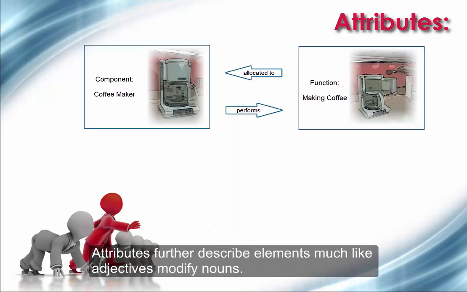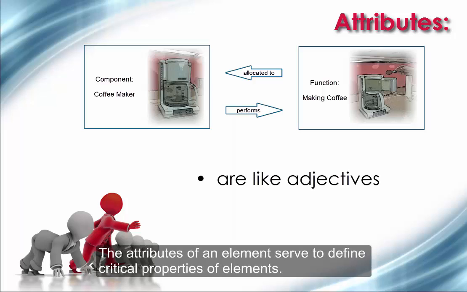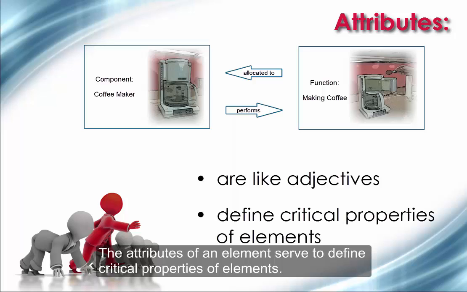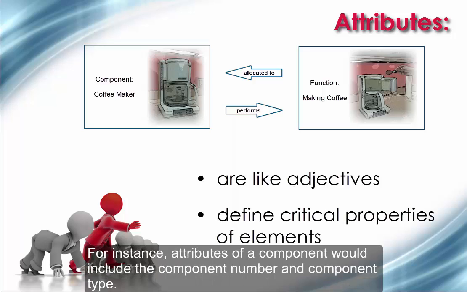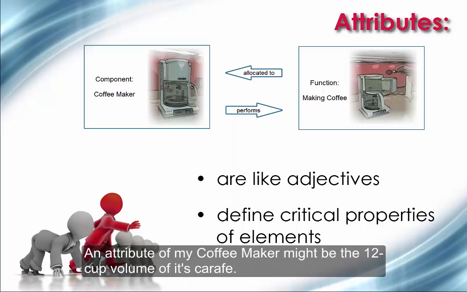Attributes further describe elements, much like adjectives modify nouns. The attributes of an element serve to define critical properties of elements. For instance, attributes of a component would include the component number and the component type. An attribute of my coffee maker might be the 12-cup volume of its carafe.